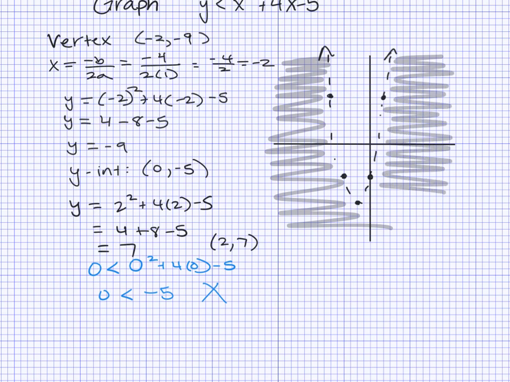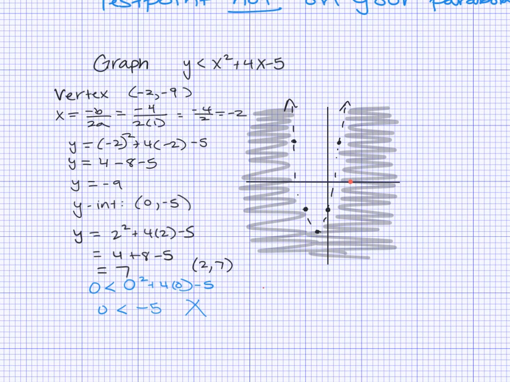Now, if I wasn't sure if I was doing it right, I could always test a second point. And so, for example, I could choose 4, 0. And I could see if that's true. And so that would give me 0 is less than 4 squared plus 4 times 4 minus 5. And that'd give me 0 is less than 16 plus 16 minus 5. And we know that that is true. And so again, that reinforces that we're shading wherever this point is. We're shading everything that's with that point.